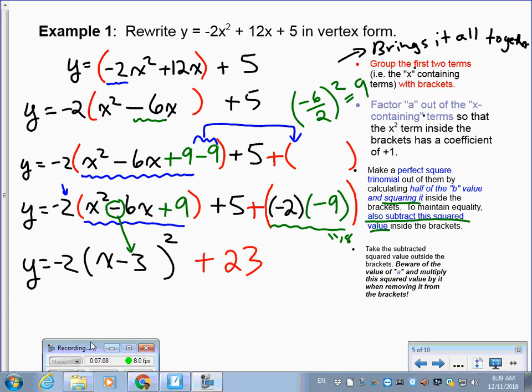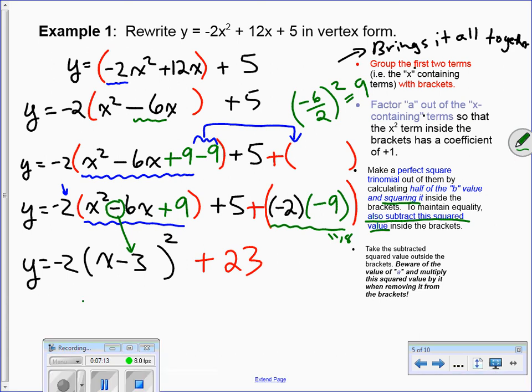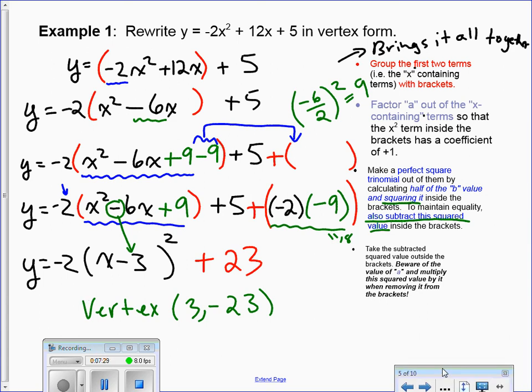So in this case, if I was looking at this problem, my vertex for the parabola would be 3, negative 23. It has a stretch of 2. It's opening down, all that other business. And we're good to go. There's not much left to do other than that.